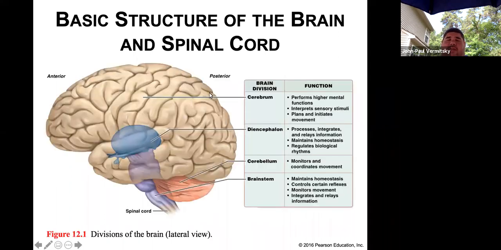And again, you'll actually see this figure as part of your assignment sheet. You know, the 4 main divisions here, and then their major functions. So this is actually a nice little summary sheet.